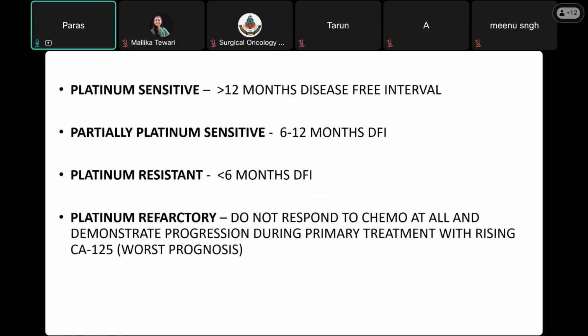Now, how do we define platinum sensitivity? It depends on the disease-free interval. Platinum sensitive is if the disease-free interval is more than 12 months. Partially platinum sensitive is if it is between 6 to 12 months. Platinum resistance is less than 6 months. Platinum refractory is when the disease does not respond to chemo at all. Initially, only the disease progresses.